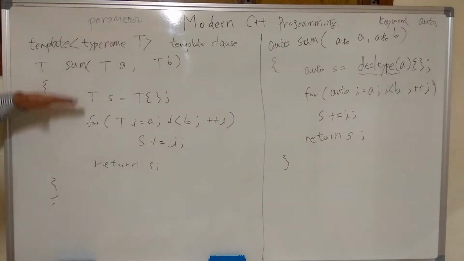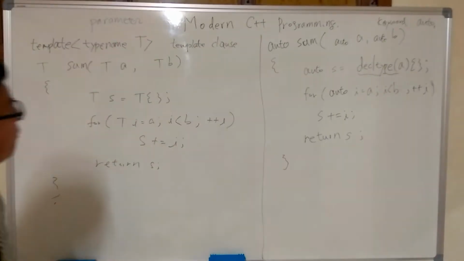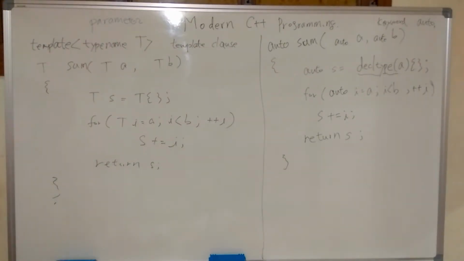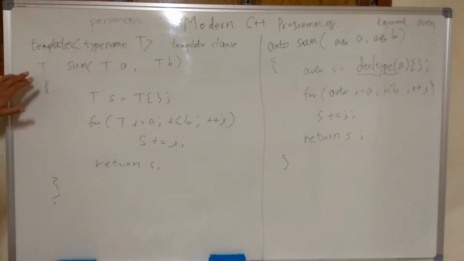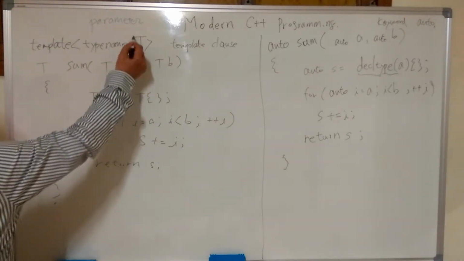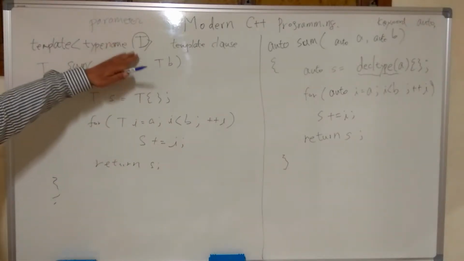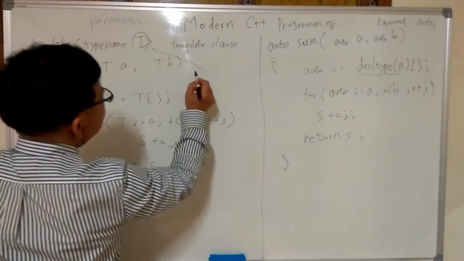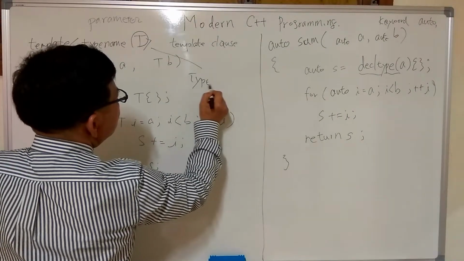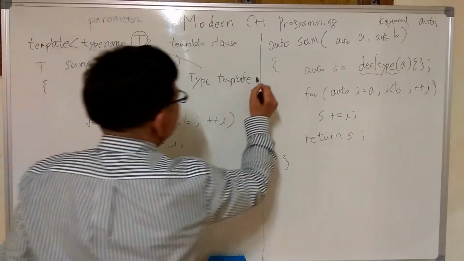Sometimes you need to program like this. In the case of a template function, you are actually specifying type T, the template type. This is called the template type parameter. It is called the type template parameter.